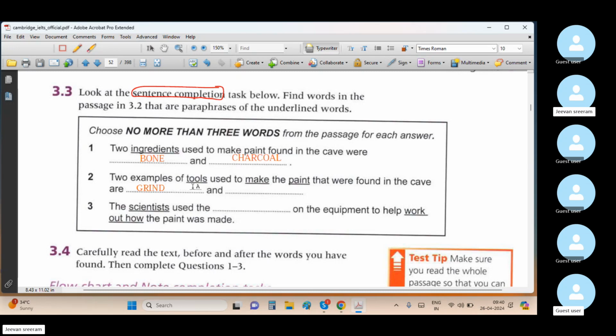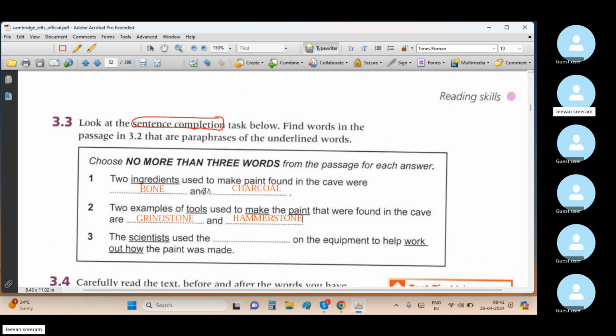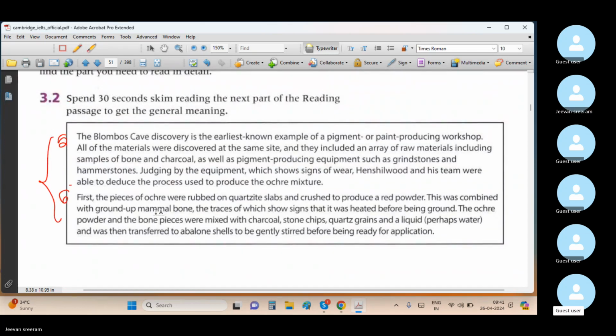Grindstone, hammer stone. Is it grindstones or grindstone? To write as they are, right? Is it grindstones, hammer stones, or grindstone? Is that singular or plural? What were given in the passage? Grindstones and hammer stones. Stones, plural.